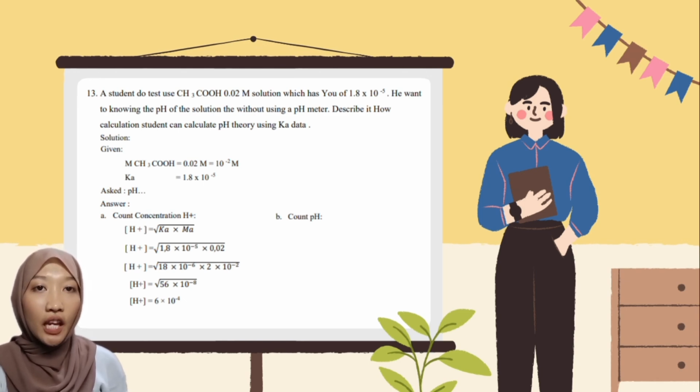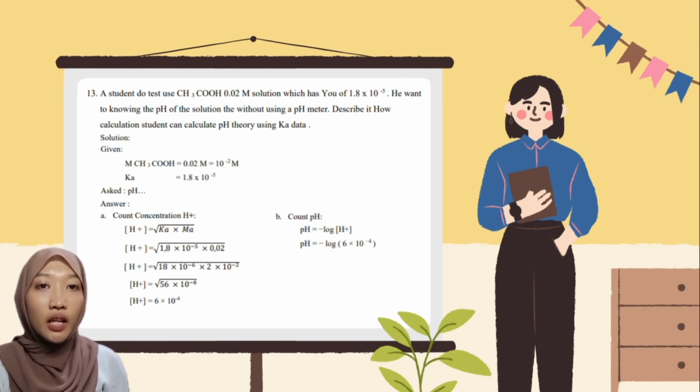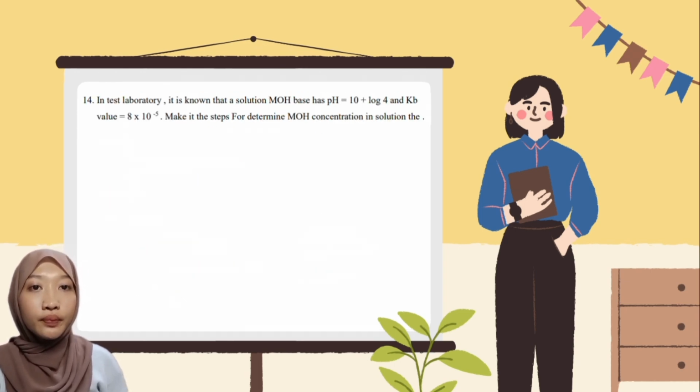Next, count pH with the formula pH equals minus log concentration H plus. pH equals minus log 6 multiply 10 to the power of minus 4. pH equals 4 minus log 6. pH equals 4 minus 0.778. So the result is pH 3.222.